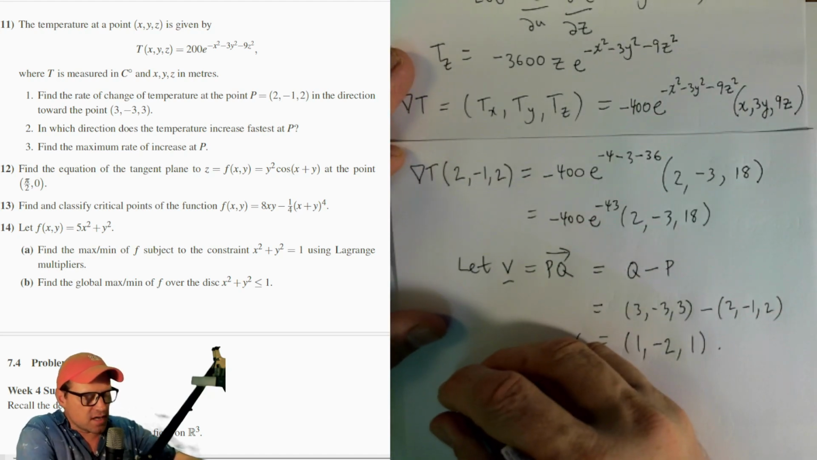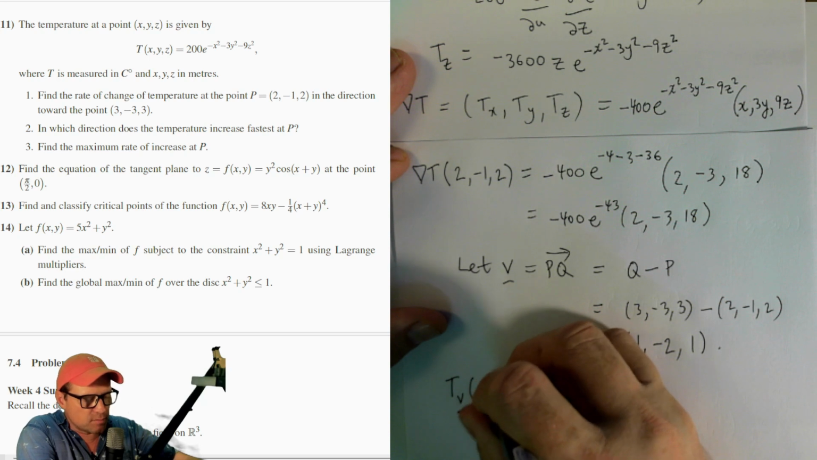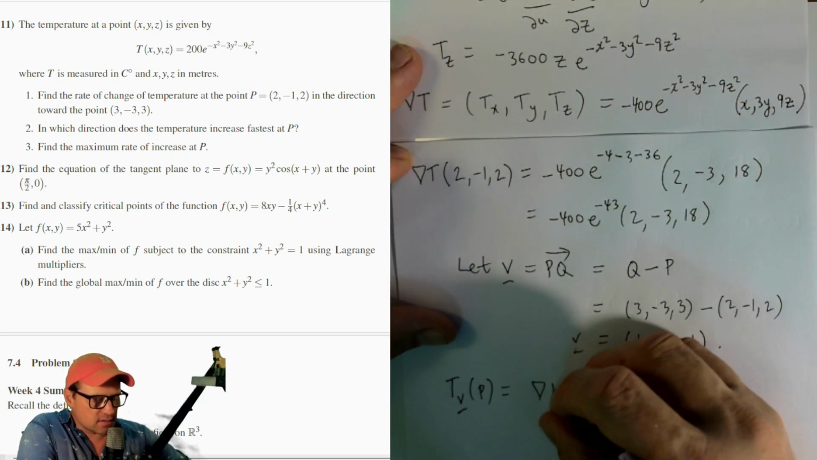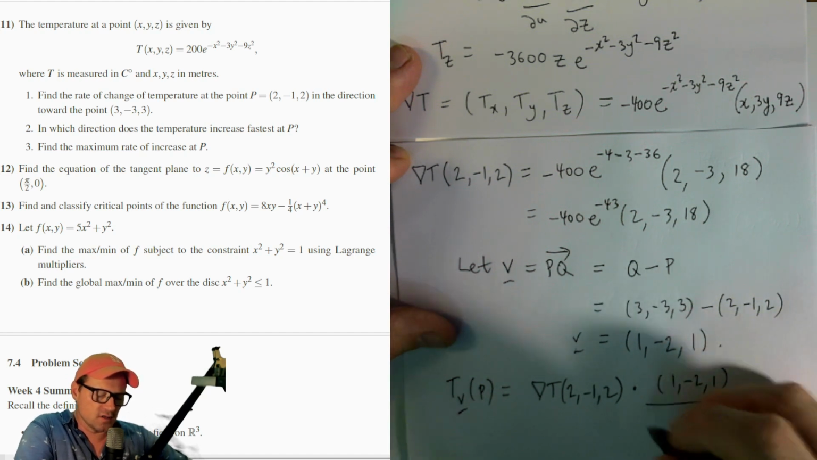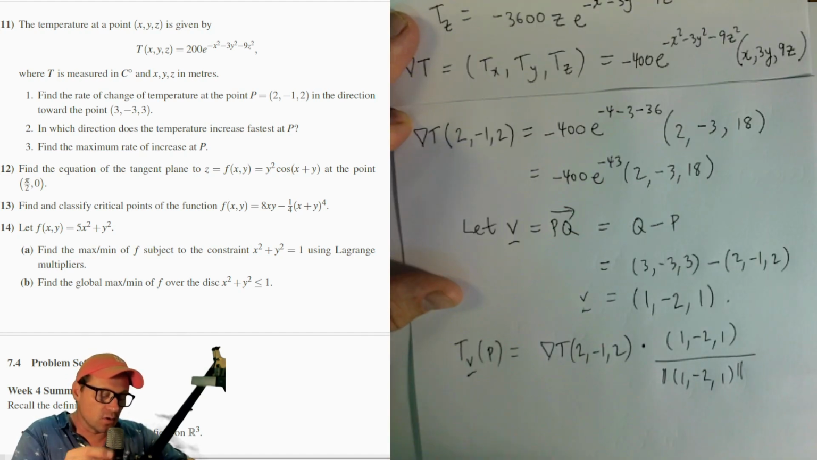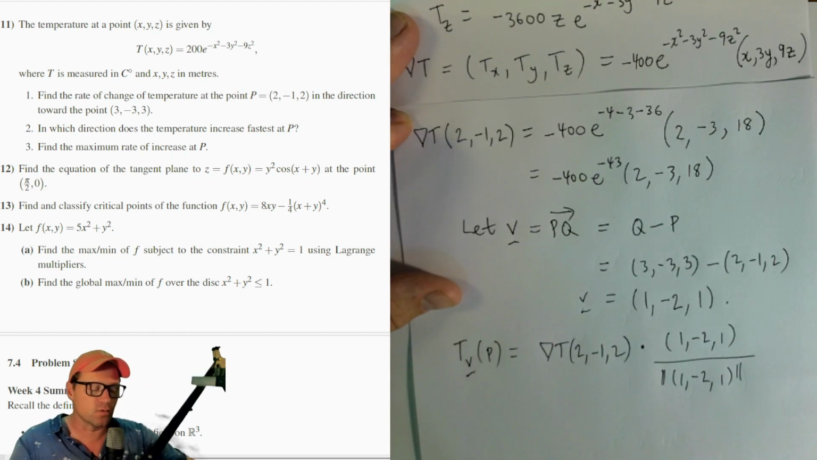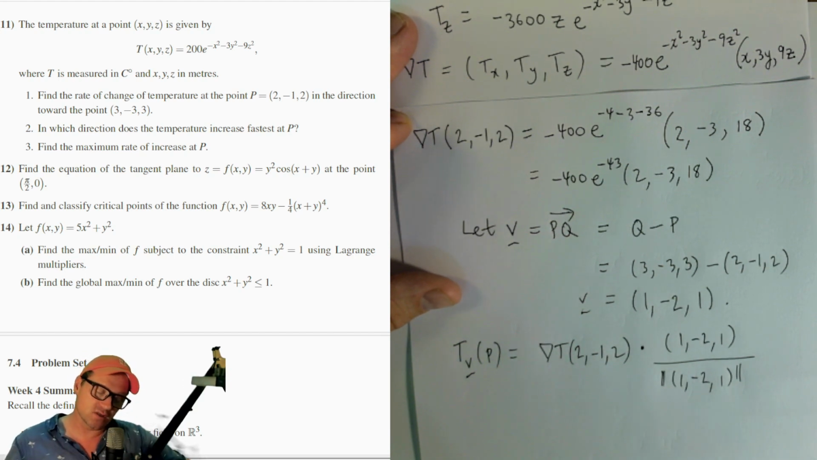Okay, and so then the directional derivative T subscript v at the point P is grad T at P dot v over the norm of v. Okay, so now the norm of v is the square root of 1 squared plus minus 2 squared plus 1 squared, which is the square root of 1 plus 4 plus 1, so root 6.